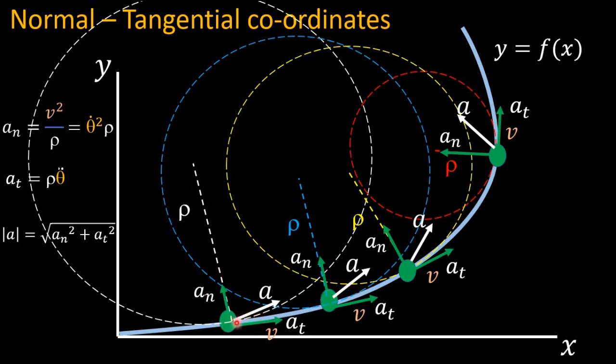A at this point down here is going to be slightly more towards a sub t because the radius of curvature would be much bigger. So the bigger the radius of curvature, the smaller the normal acceleration is going to be. So let's say if the velocity along that curve is constant, at this point here a sub n is going to be at its minimum, and at this point here it's going to be at its maximum because this is the smallest radius of curvature. So the smaller it is, the bigger it's going to be, and the bigger it is, the smaller it's going to be.